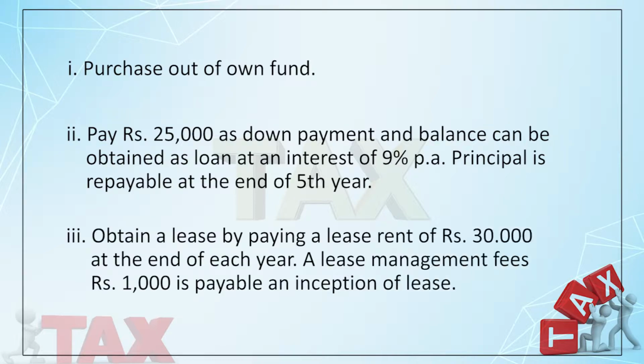And the third one is, the company can obtain by lease, by paying a lease rent of 30,000 per annum at the end of each year, and the lease management fees of 1,000 is payable. I wish to draw your attention to one thing which is very, very important. Please always be very attentive to that. If you are paying on the opening day of the year and if you are paying on the closing date of the year, your multiplying factor will vary, right? If it is on the opening of the year, there will be one factor. If it is on the closing of the year, this will be multiplied by another factor.